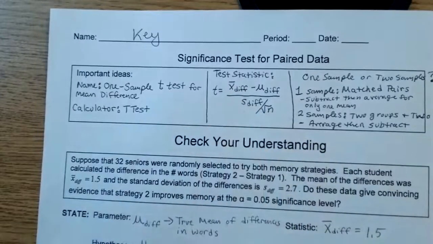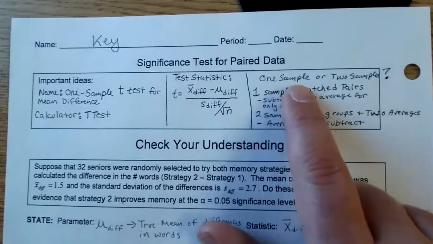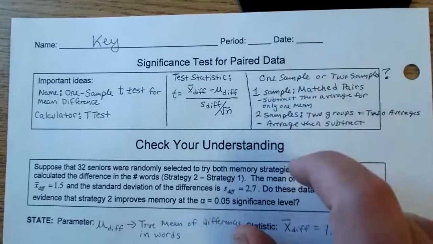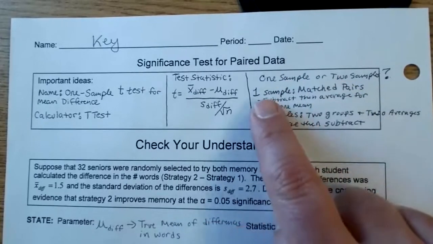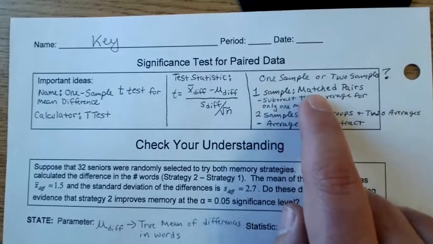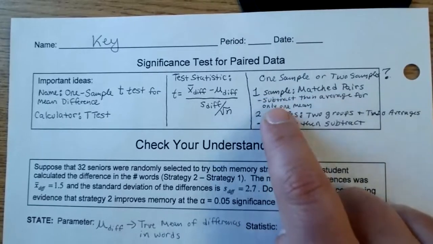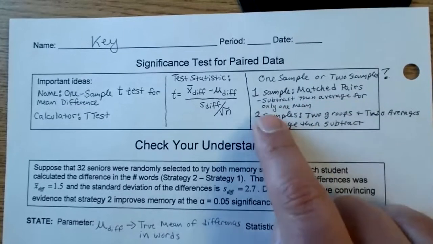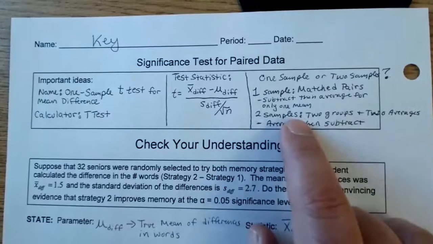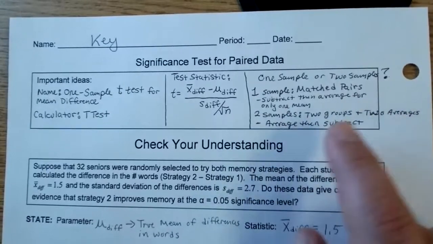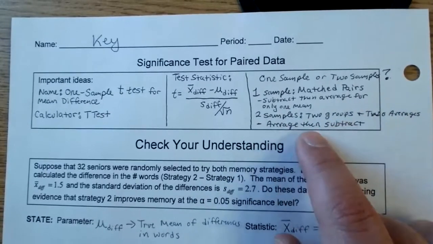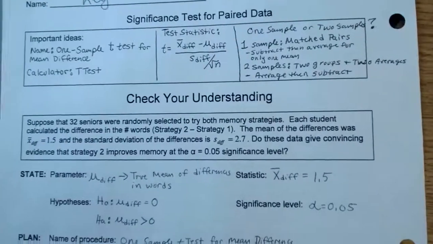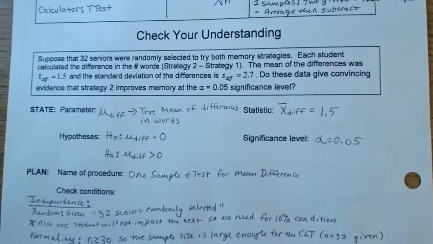Okay, and I wrote over here, again, another way to test to see if it's a matched pairs or two population situation. If there's only one sample, that's matched pairs. And what we do is we subtract the averages and then we have only one mean. Okay, two samples, we've got two groups, two averages, and then we average, then subtract. Okay, so that's another thing. We already kind of went through that, but that's just another thing to look for to compare the two.